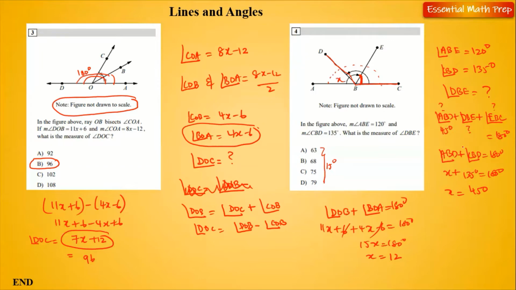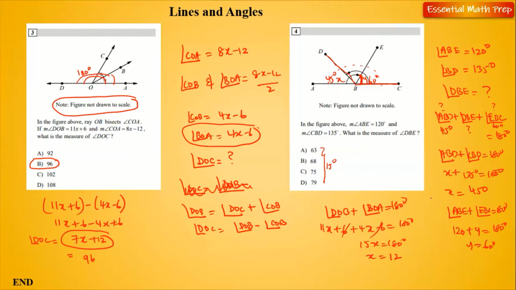Similarly, we want to find EBC. How do we find EBC? That's essentially angle ABE plus angle EBC, which is equal to 180 degrees. Let's call this space here y. So ABE, we already know, is 120, plus y equals 180. So y equals 60 degrees. So now we know this is 60 degrees, this is 45 degrees. Now we know this as well. So 60 plus 45 is 105.